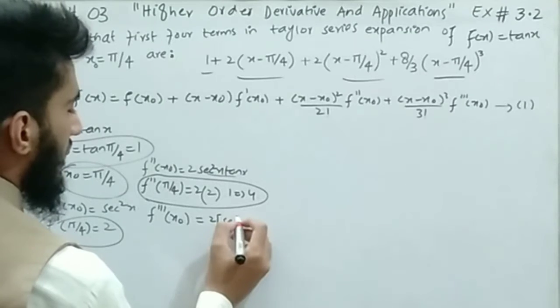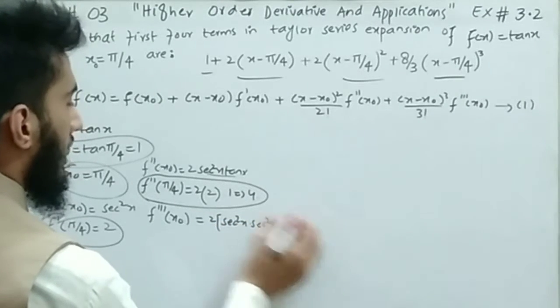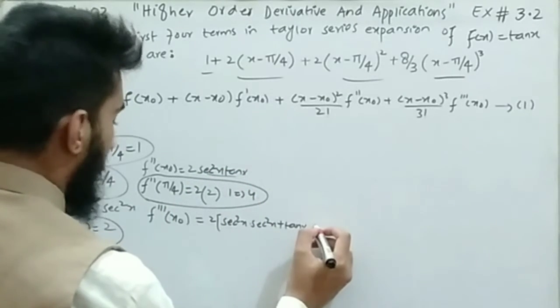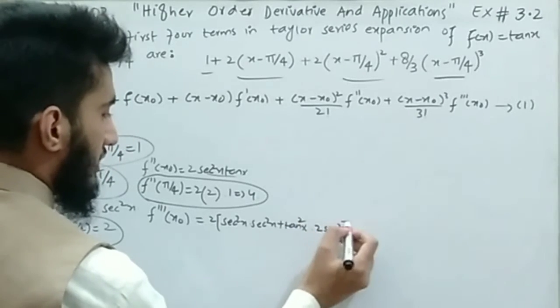So it becomes secant square x, and the tangent x derivative is secant square x plus tangent x, and the derivative of secant square x is 2 secant square x and tangent x. 2 secant square x and tangent x, and the tangent x will give us tangent square x.